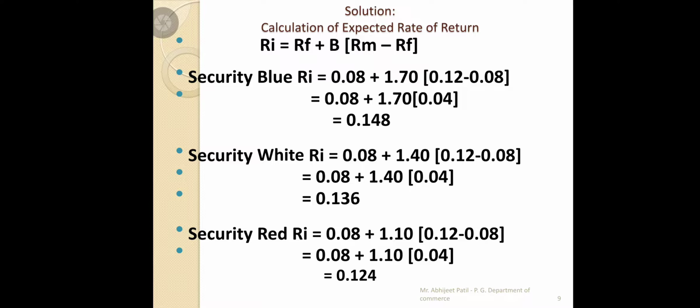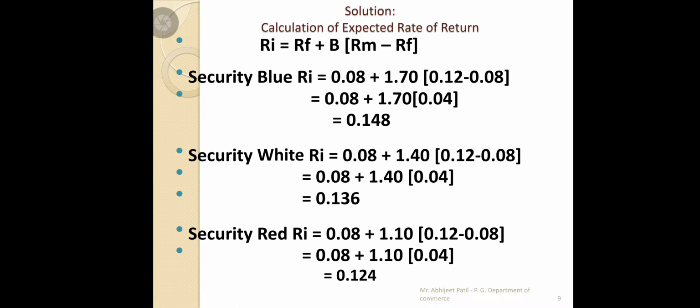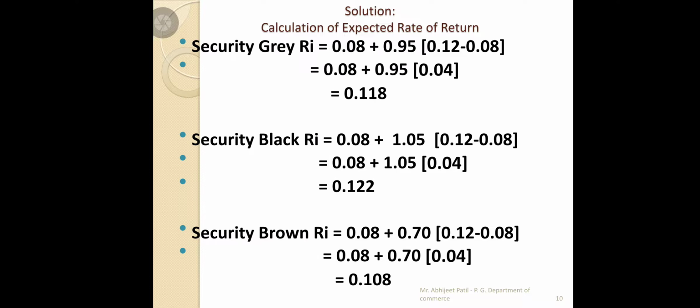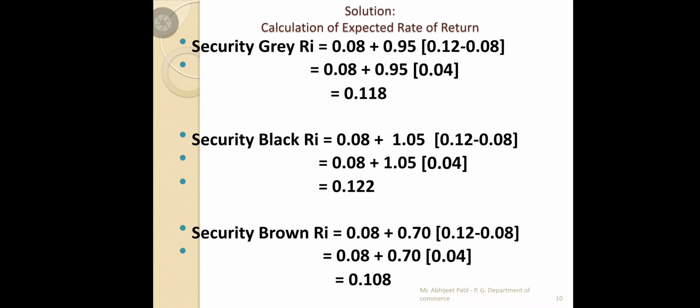Simplify that: 0.12 minus 0.08 gives 0.04, into 1.70, plus 0.08, we will get 0.148. In the same way for security white, beta is 1.40. Put that beta 1.40, and the remaining values will be the same because RF and RM will not change. Multiply and we'll get the value for security white. Next, security red also, and similarly for gray, black, brown, as per the information available: gray 0.95, black 1.05, brown 0.70. For gray, it is 0.08 plus 0.95 into (0.12 minus 0.08). The same way for security black, and security brown also.